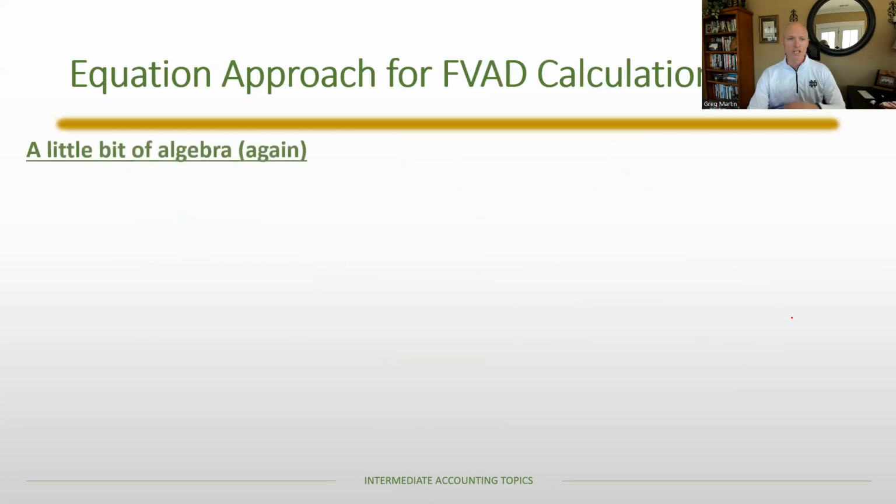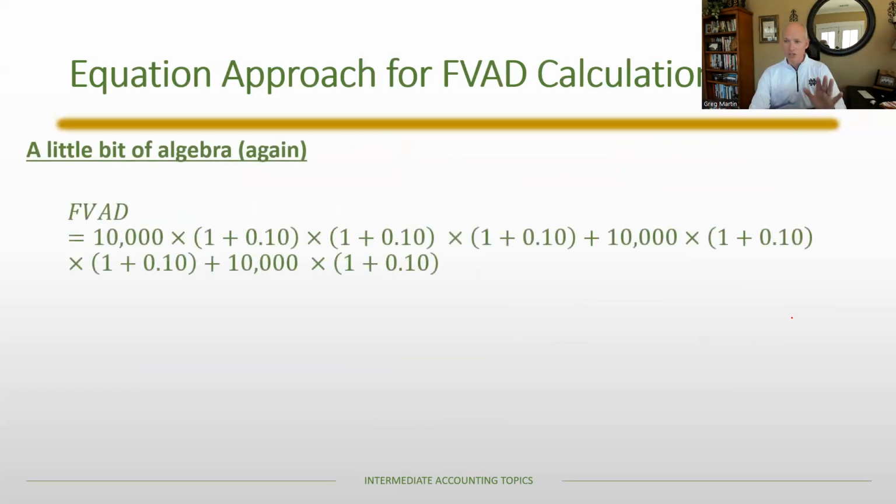So looking at the equation, we're going to go quickly through this, but this is illustrating the idea of how this works. The first $10,000 gets interest 3 times, the second $10,000 gets interest twice, and the third $10,000 gets interest only once. So we're just illustrating that picture.